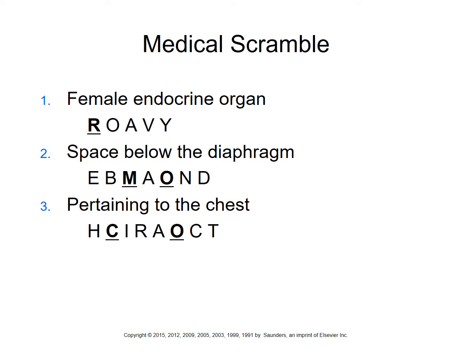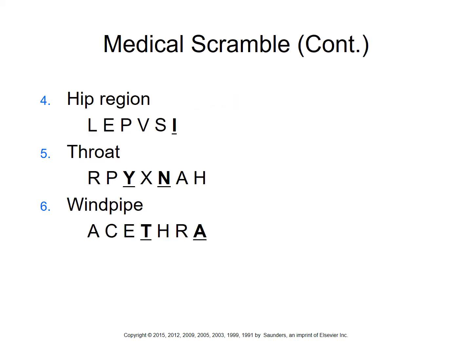Pertaining to the chest: thoracic. Hip region would be the pelvis. Throat would be pharynx. And your windpipe, the layman's term for this structure, would be the trachea.